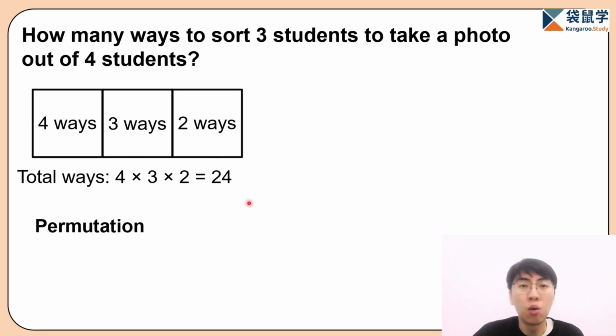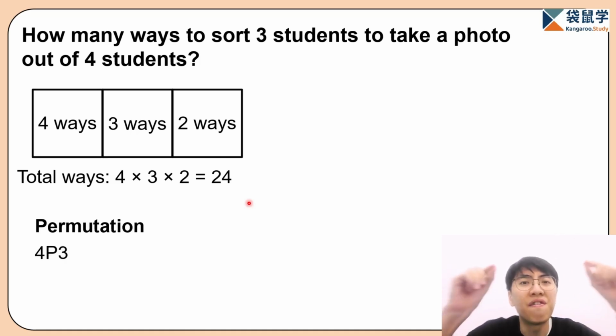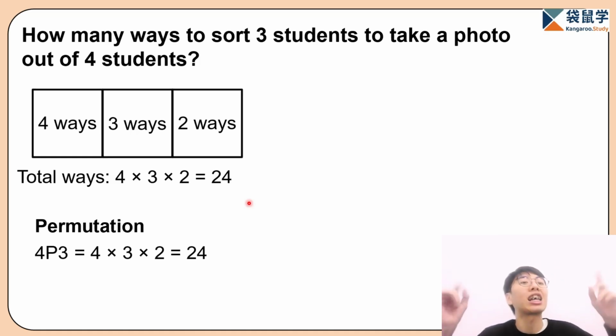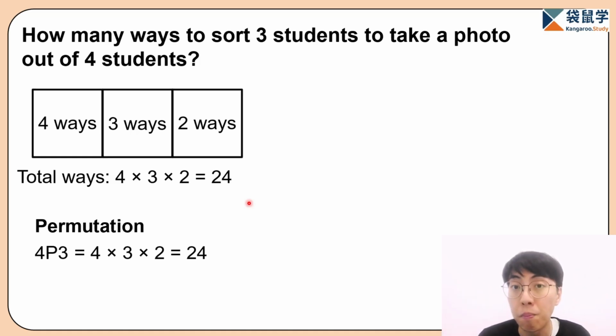But for this, we call it permutation. Well, what exactly is permutation? It is that, out of 4 of them, I select 3 of them. So I write it in terms of 4P3. And how do I write it out? It's just 4 multiplied by the number lesser than it by 1, which is 3. Then on to the next one, which is 2. And that gives us 24.